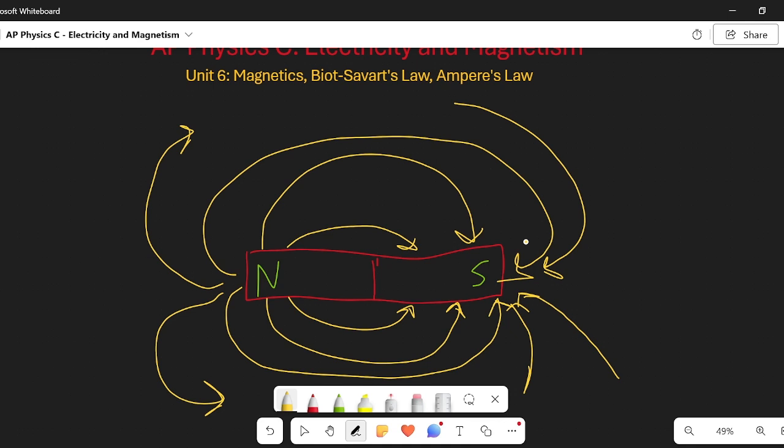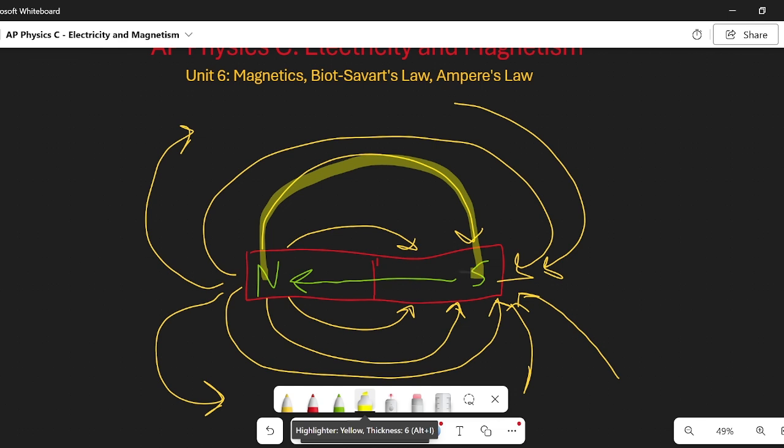So if we're inside this magnet, the field faces this way, so it completes that loop. So if you think about it, we can have a loop like so, where we start at the north pole, go to the south pole, and then inside the magnet, it'll go back to the north pole. This right here is an example of a closed magnetic loop.